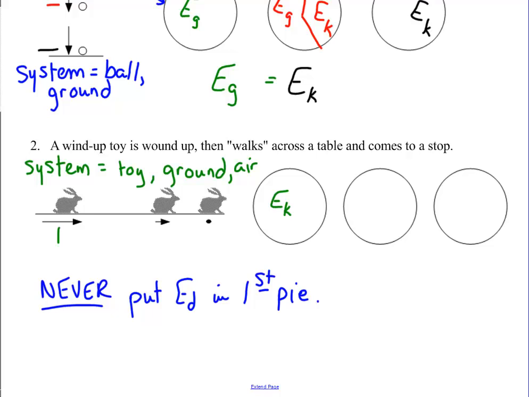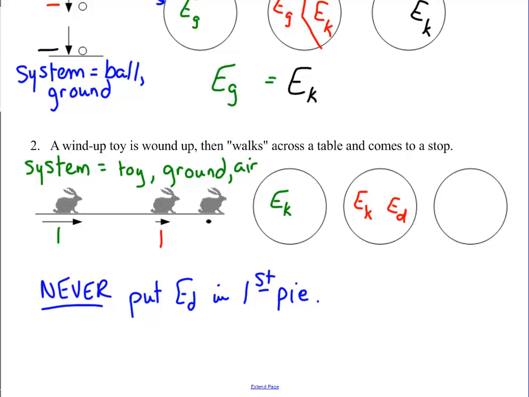In my second pi, the bunny is still moving, so I still have kinetic energy, but he's moving more slowly. Nothing's compressing, nothing's stretching, not gaining or losing height, so there's no gravitational or elastic potential energy. But because he's losing speed, I have to put something there, and so what's happening is that energy is dissipating.